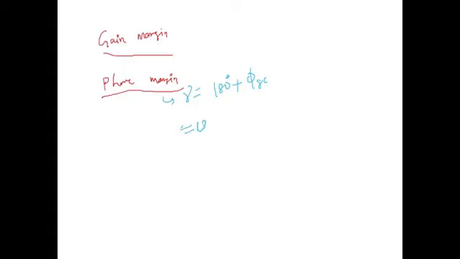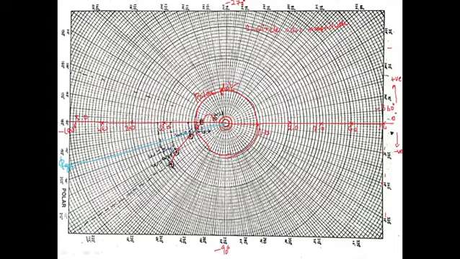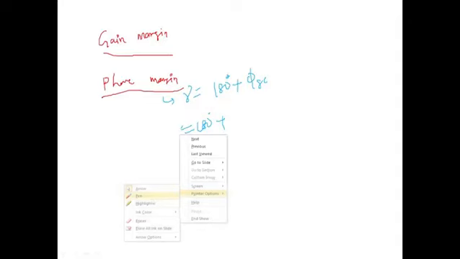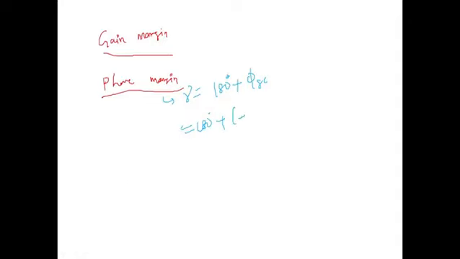So 180 degrees plus phi gc is what? Here the value could be 170 and this is between 160. So can I assume 165? See, this is my own assumption. Don't take this as the final answer. 180 minus 165 is 15. So the answer could be 50 degrees. So the phase margin is 50.